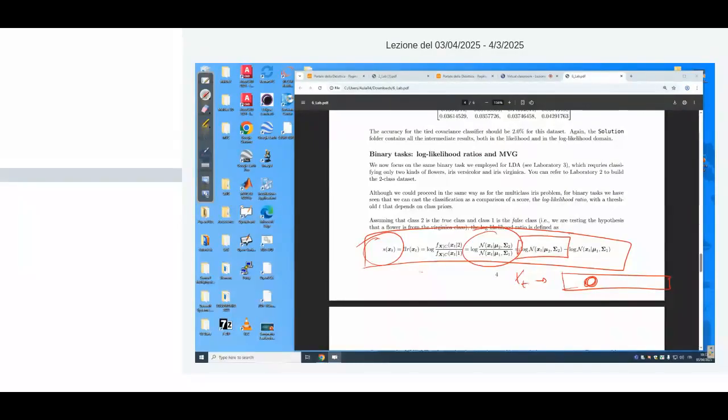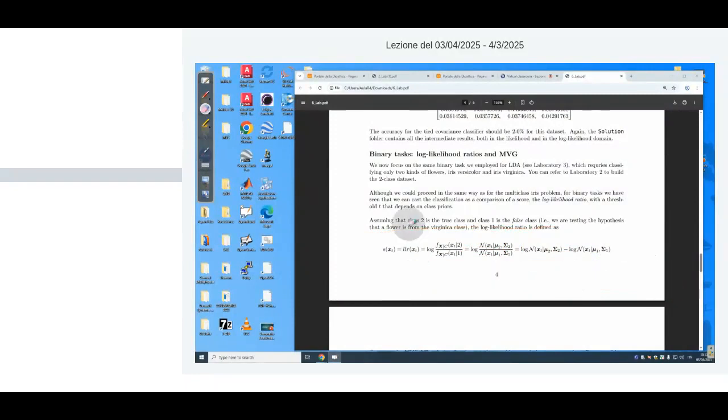Take the log density of the class that is at the numerator minus the log density of the class that is at the denominator. Again, if you have the log PDF GAU from the previous laboratory, it's just a matter of calling it twice with the two classes and then taking the difference of the result. There will be the vector of all log likelihood ratios for the samples in the corresponding data matrix.